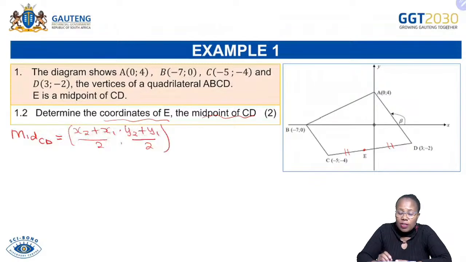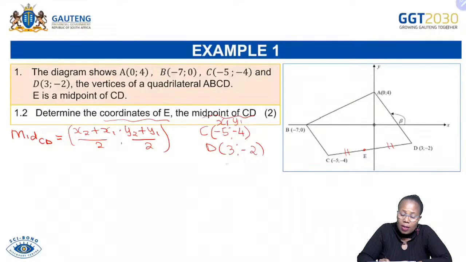Remember grade 12, the tip I have given to you: bring down whatever you'll be busy with. The C is -5 and -4. And then we also need the D, which is 3 and -2. And then we need x1 and y1 and x2, y2. Then this will be x1, y1, and the x2 and the y2 then.